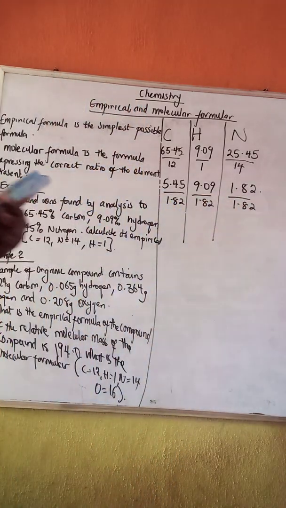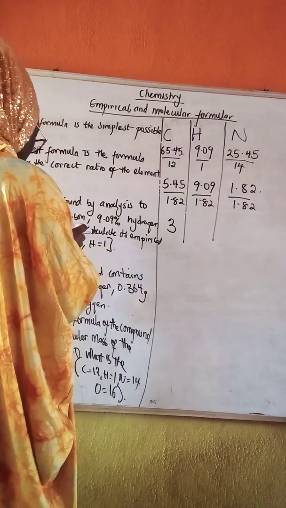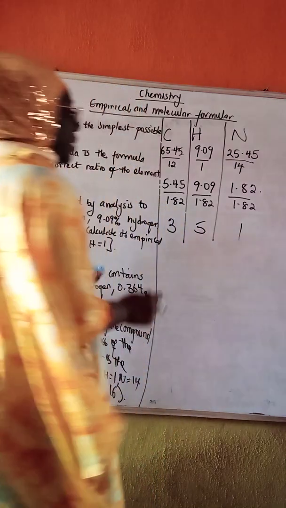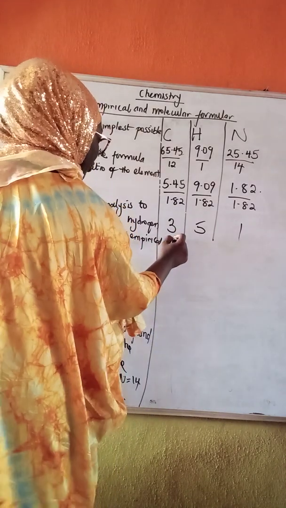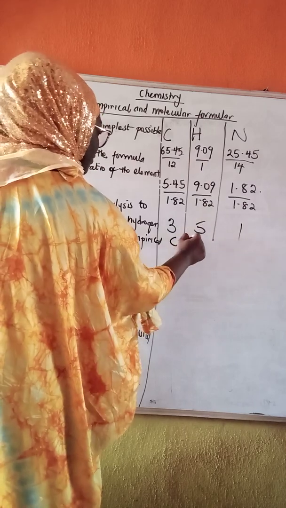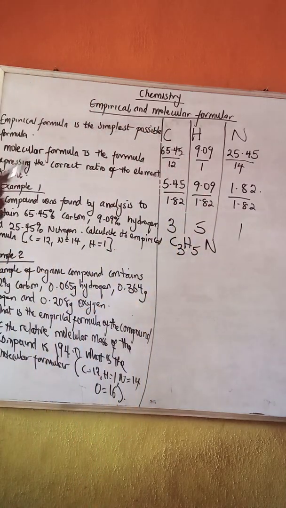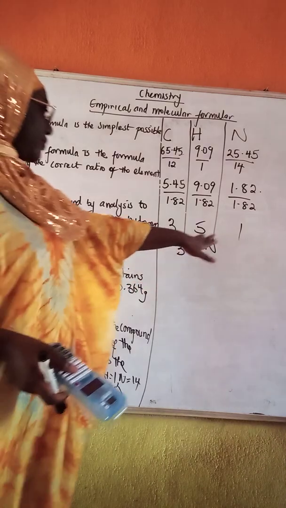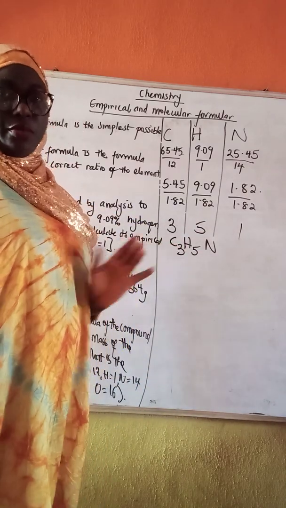So what do we have if you divide 5.45? We have 3, 5, and this is automatically 1. So now, let's deduce our empirical formula. Very simple. How many atoms of carbon? 3. How many atoms of hydrogen? 5. And how many atoms of nitrogen? N. Simple as that. Simple as ABC. No need to write the 1 under here. So this is the simplest form, and that is the empirical formula.